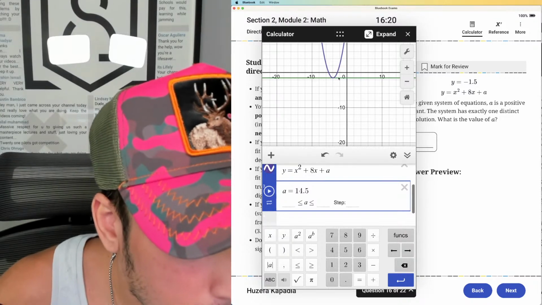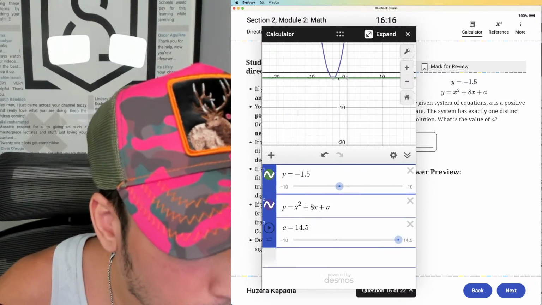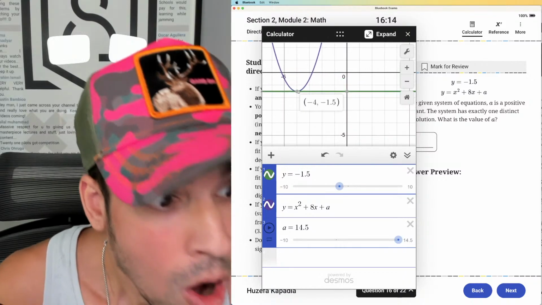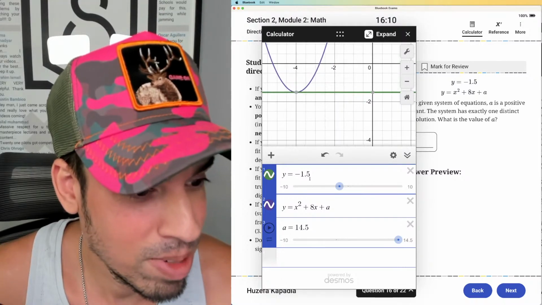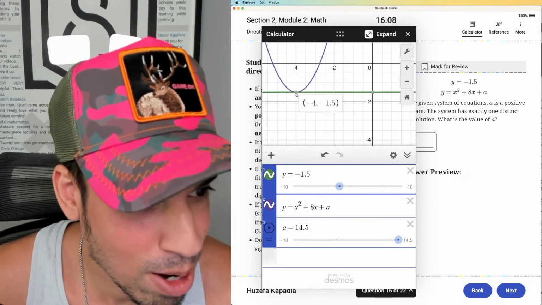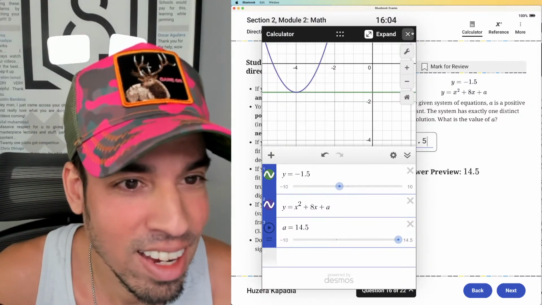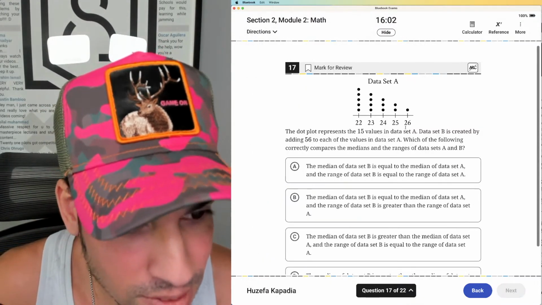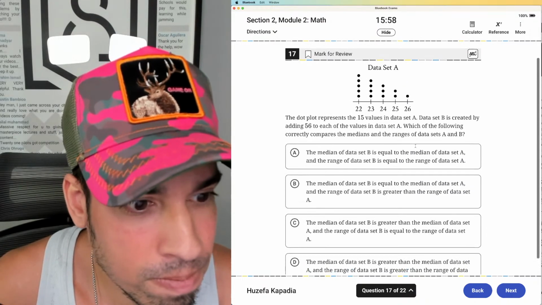I mean, negative 1.5. Hold on. It worked! We got it on the money. Look at that. So that means A is 14.5. We got one distinct solution. I count that as a win. Okay. Cool. 17. 15.